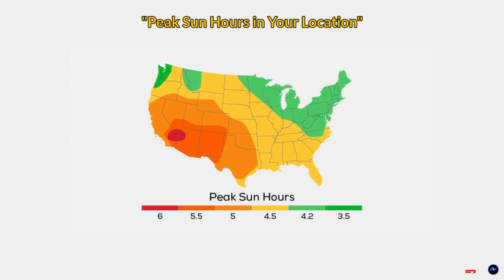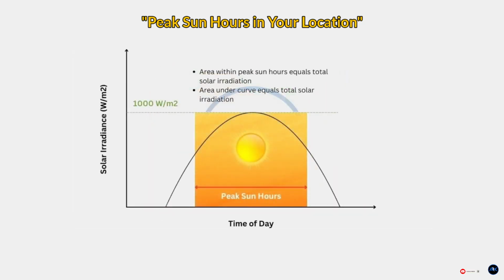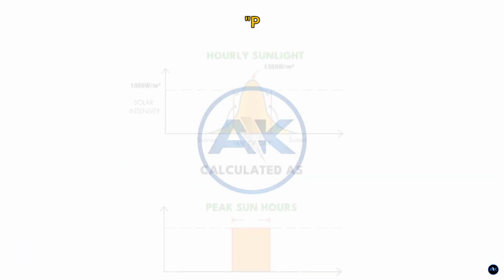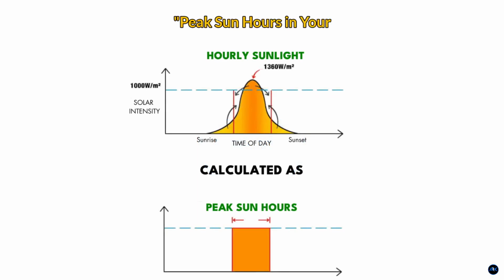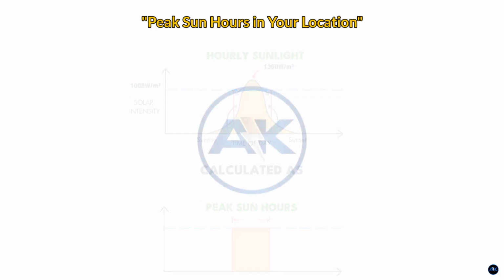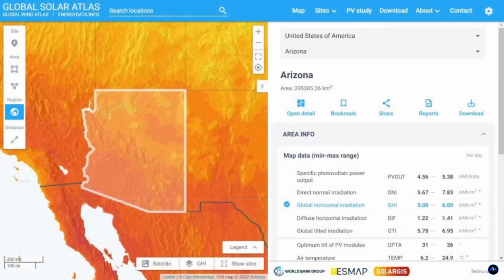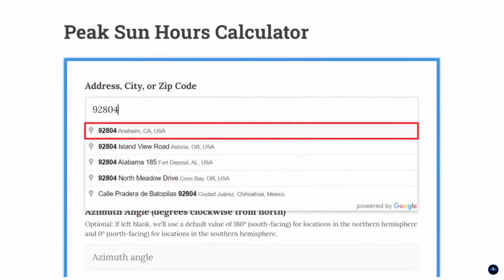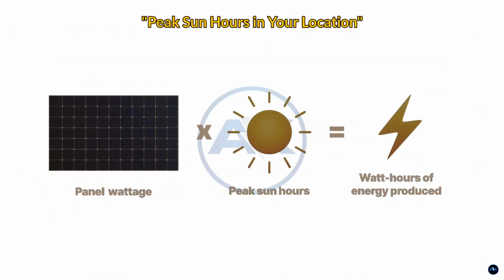2. Peak sun hours in your location. Next, we need to consider the peak sun hours in your location. This refers to the average number of hours per day when the sun's intensity is at its peak, essentially when your solar panels are producing the most power. The peak sun hours vary depending on where you live. You can usually find this information from local solar installers, meteorological websites, or even online solar calculators. Knowing your average daily peak sun hours is crucial for estimating how much energy your panels can generate.